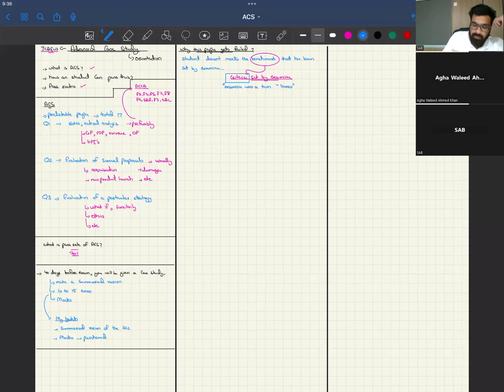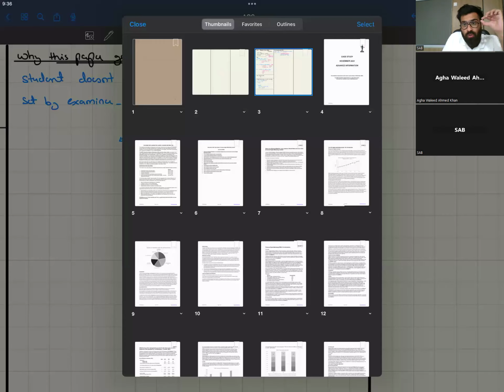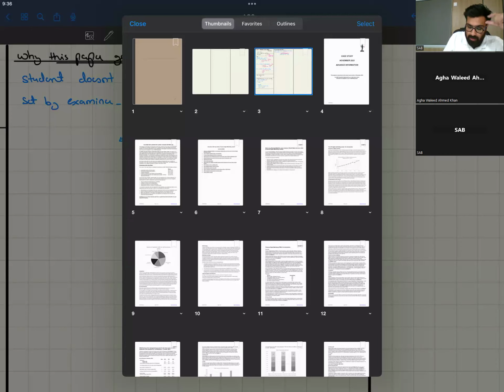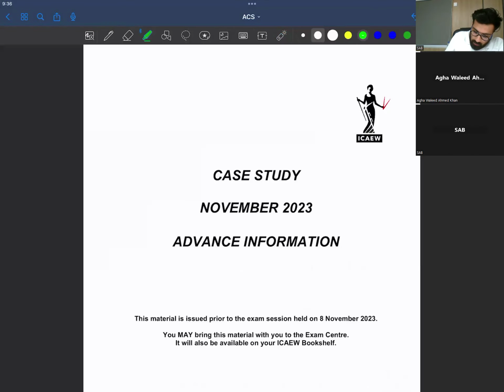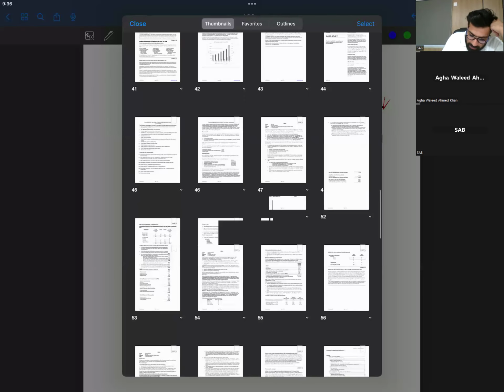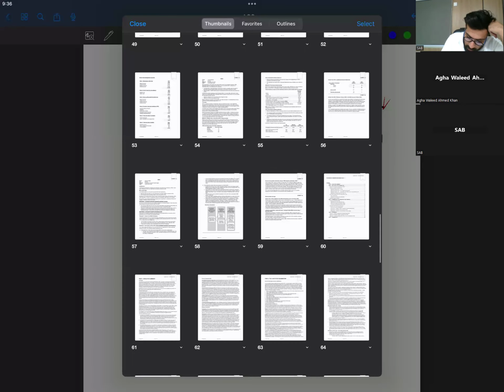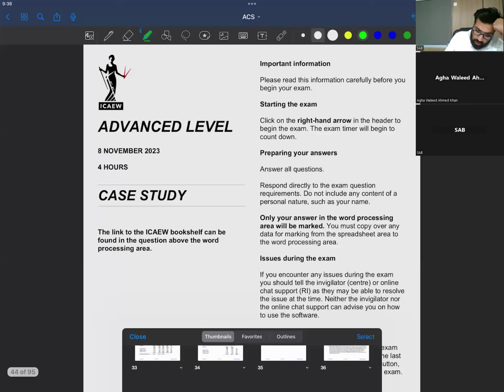So we were discussing the criteria, what exactly is required to pass this exam. This has been set by the examiner. For example, this is the advance information that you receive 40 days before the exam. And then on the exam day, we have the questions. This is how the question appears.